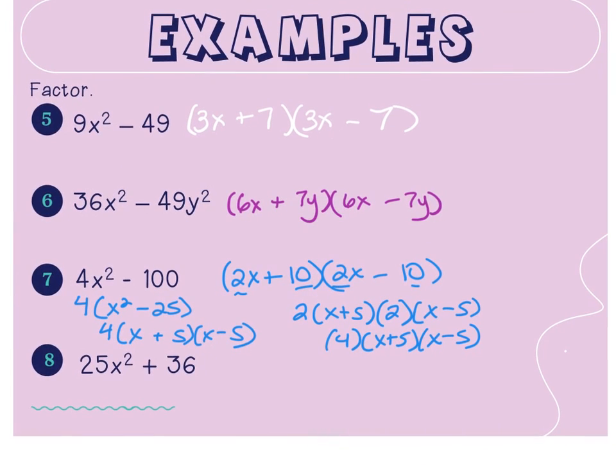All right, the last one says 25x squared plus 36. This is not a difference. This is a sum of two perfect squares. This can't be factored. So this is considered to be prime, okay? It can't be factored. Then we put prime.